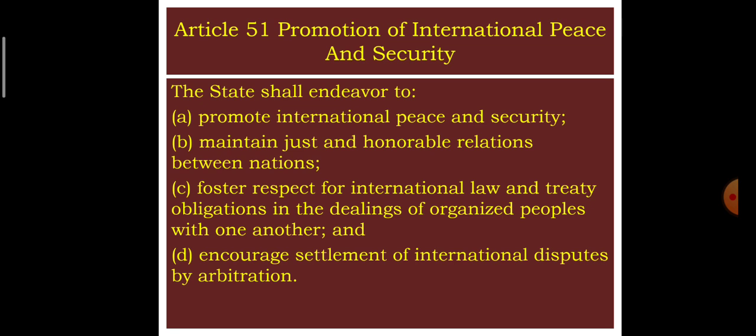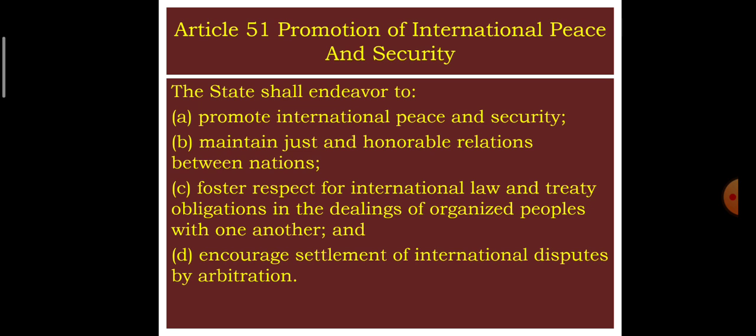So let us understand Article 51. Overall, Article 51 states about promoting international peace and security. A. The state shall endeavor to promote international peace and security. B. Maintain just and honorable relations between nations. C. Foster respect for international law and treaty obligations in the dealings of organized peoples with one another. And D. Encourage settlement of international disputes by arbitration.